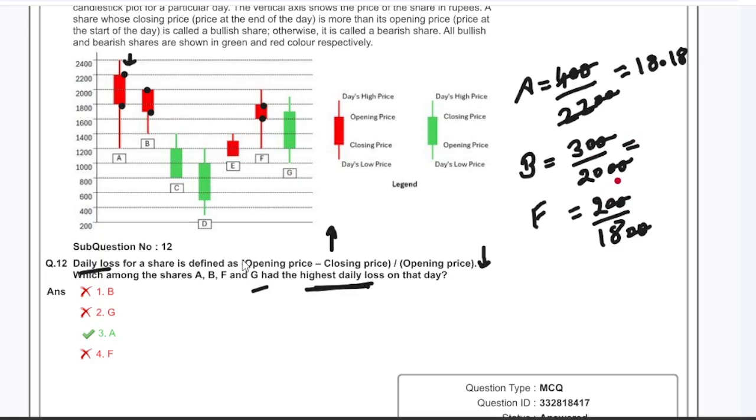3 by 20, that is 15%. We're just multiplying it by 100. I hope you guys understand. You are preparing for CAT, so this is not rocket science for you. This 1 by 11 we had here, 1 by 11 is 9.09, multiplied by 2, 18.18%. The same way here, 3 into 5, 15. And 2 by 18, that is 1 by 9. That means this is 11.11%. So automatically A got the highest one, 18.18%. So this is the answer.